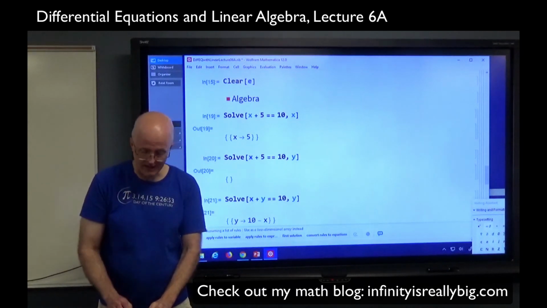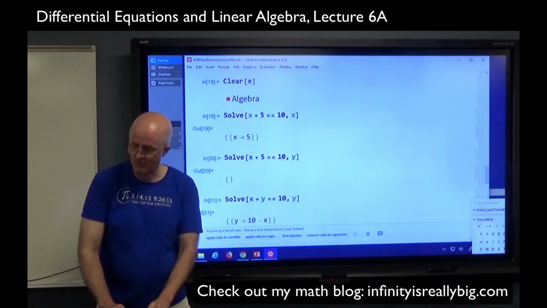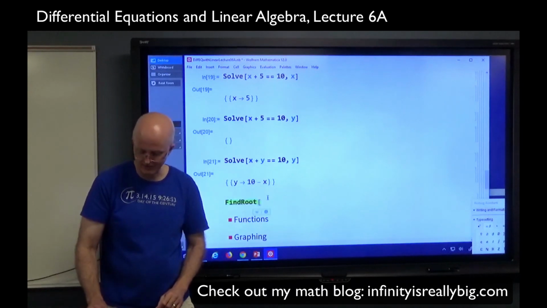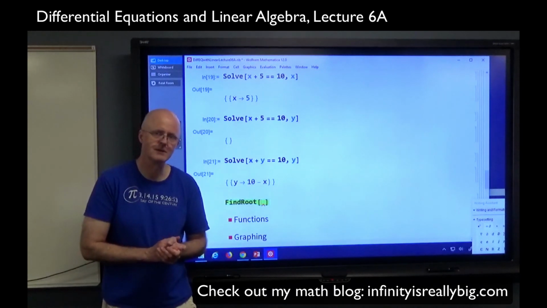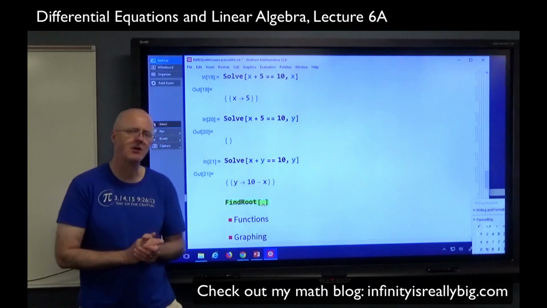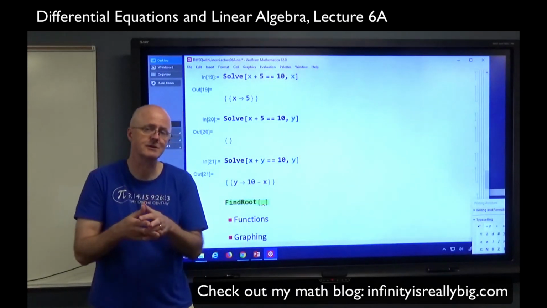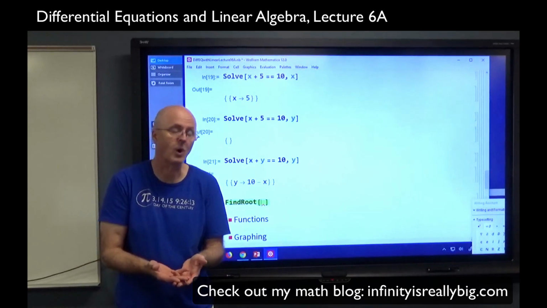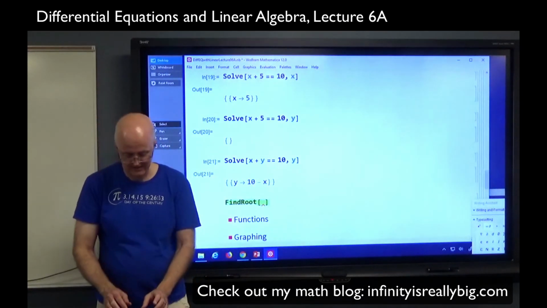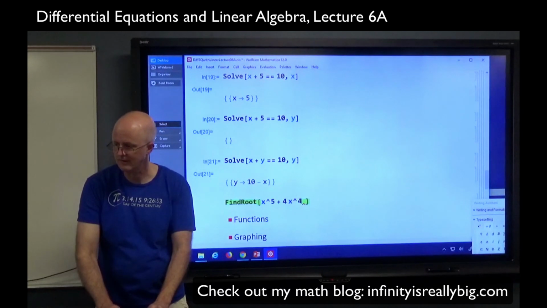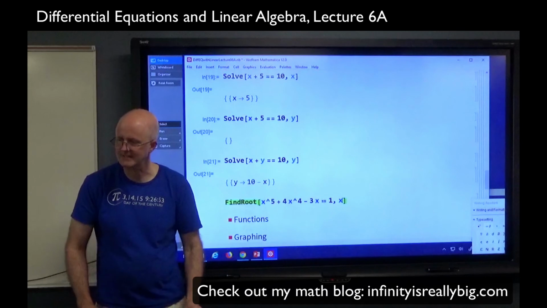It can solve more complicated equations. I'll show you some more of that later. If you've got a complicated equation, it's often better to use FindRoot instead of solve. Solve is a symbolic approach, which doesn't always work. FindRoot uses what's called a numerical approach, which works more often, let's just put it that way. And so, for example, you could try solving this 5th degree polynomial equation. Let's just say equals 1 here for x.